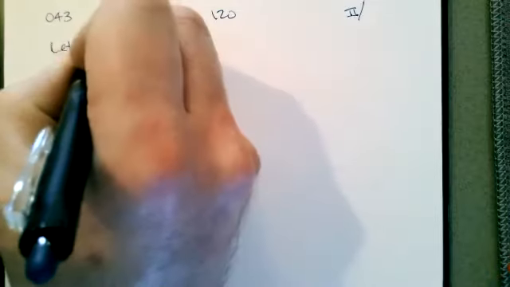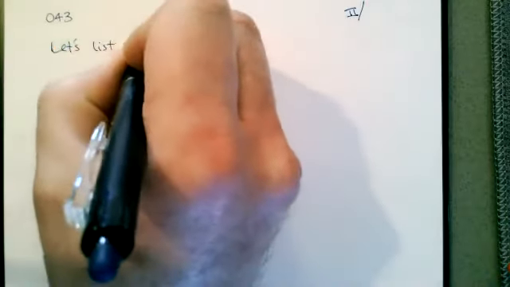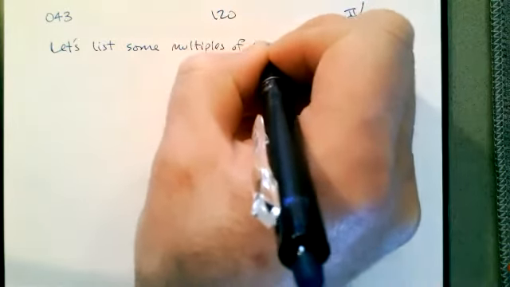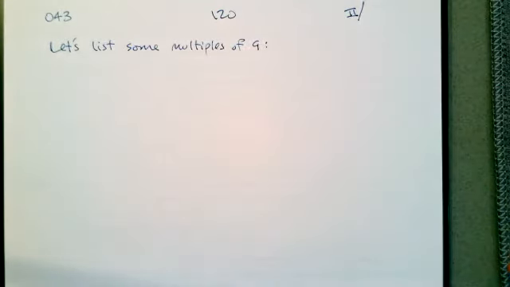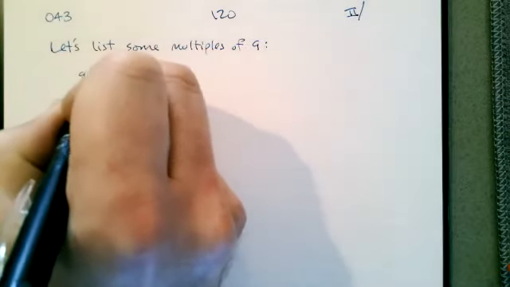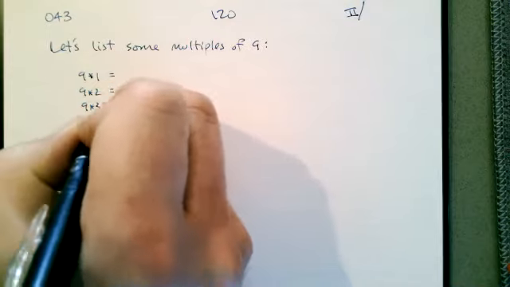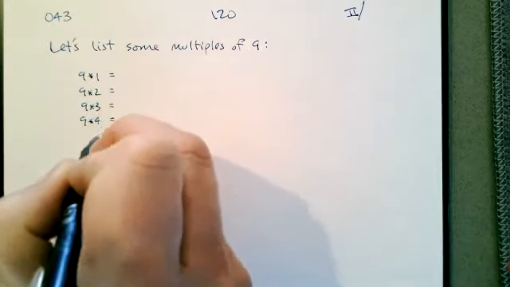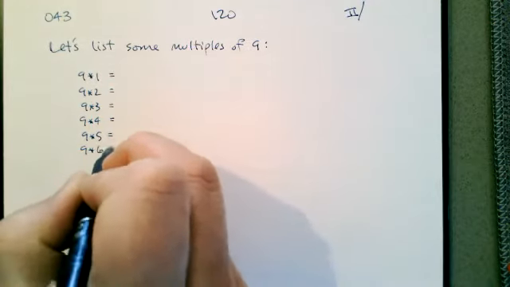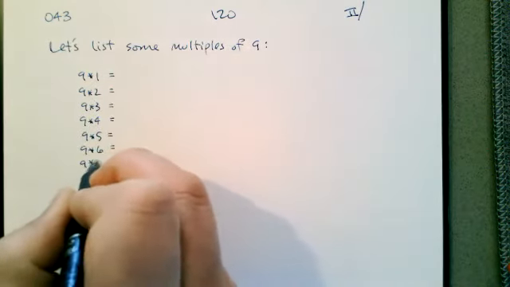All right. Let's list the multiples of 9. Let's list some multiples of 9. So what's 9 times 1? And 9 times 2? And 9 times 3? And 9 times 4? I'm going to write all the way up to 9. So 1, 2, 3, 4, 5, 6. Next is 7, right?